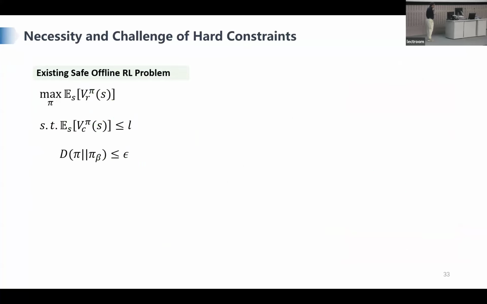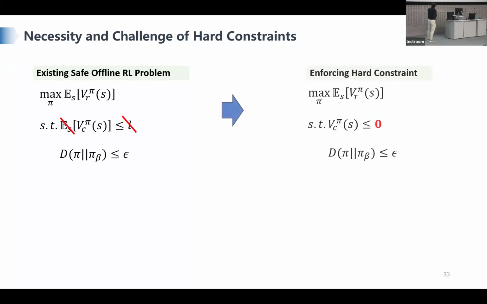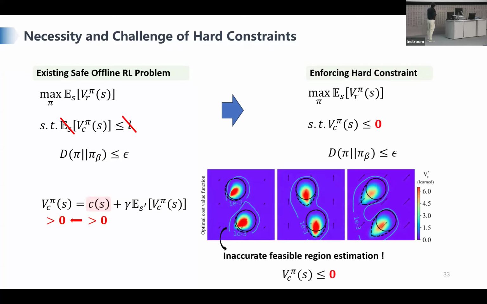Previous methods do this by enforcing soft constraints. For example, they learn a cost value function and bound the expectation of this cost value function below some threshold. This has some problems, because in many real-world cases we want the cost to be strictly satisfied for any state, not in expectation. It also never reaches the accurate feasible region, because if the cost signal is positive in unsafe regions and 0 in safe places, the cost value you learn will always be positive. But the feasibility boundary is actually where the cost value function is 0.